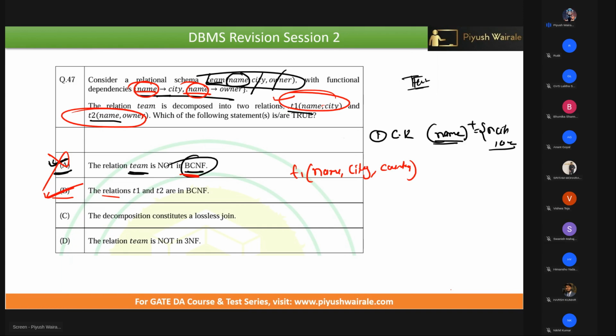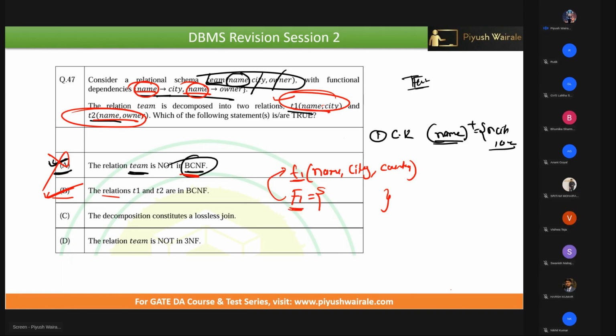In that case, how do we find out which normal form this decomposed relation is in? For that purpose, you need to find F1, such that all the FDs applicable to T1 you have to write down in F1. Then you have to find the candidate key for T1. Here we just have two attributes, so we can directly say it is in BCNF. But if we have three attributes, first find all the functional dependencies applicable to F1, then find the candidate key, and then see which normal form it is in. Here we can directly say it is in BCNF, so option B is correct.